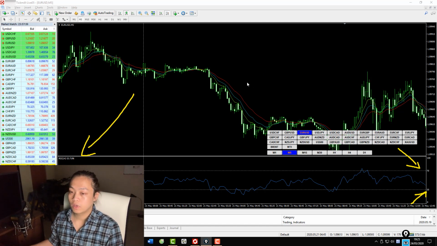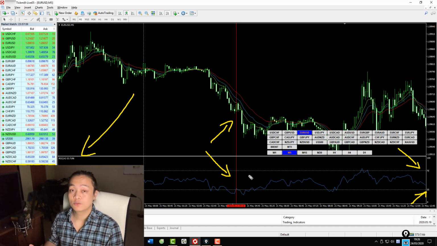So on the chart right now we have the EUR/USD on the 5-minute time frame. Here is one very good example that I want to show you. So we'll get the horizontal line to mark. Alright, so here we go.